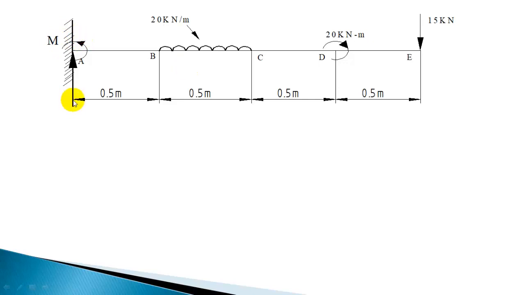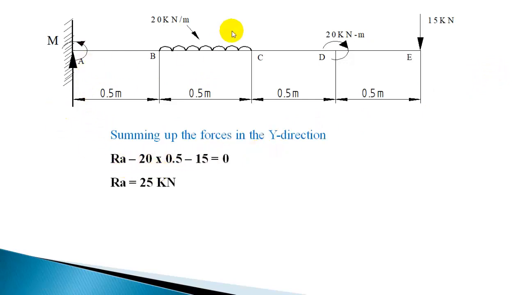Now to find the resisting force, we need to sum up the forces. So Ra minus this load, that is 20 into 0.5, minus 15 is equal to 0, and you get Ra as 25. That is the net summation. The couple we need not consider in the force summation because the resultant force due to a couple is 0. So you get Ra as 25 kilonewton. So we got this reaction.